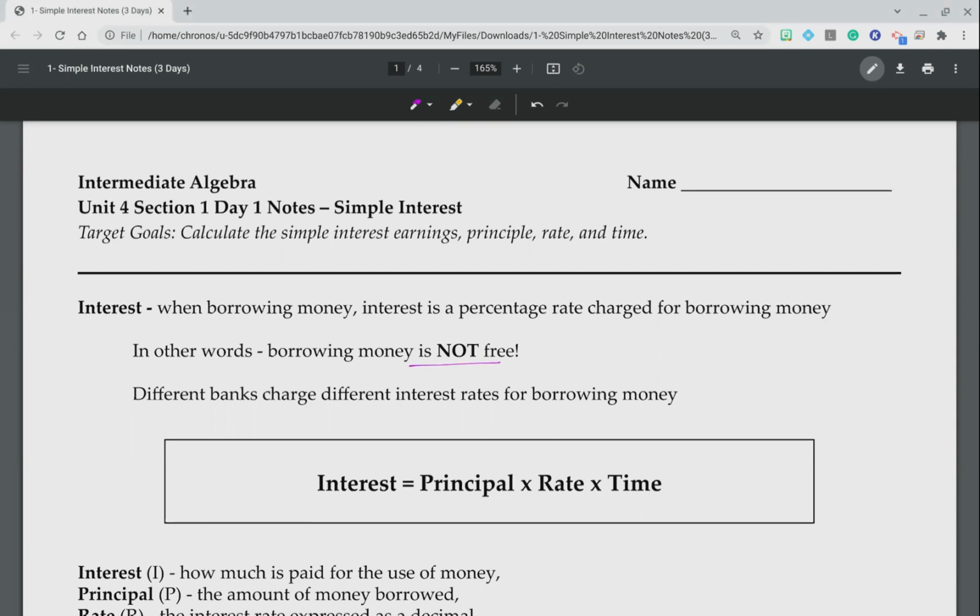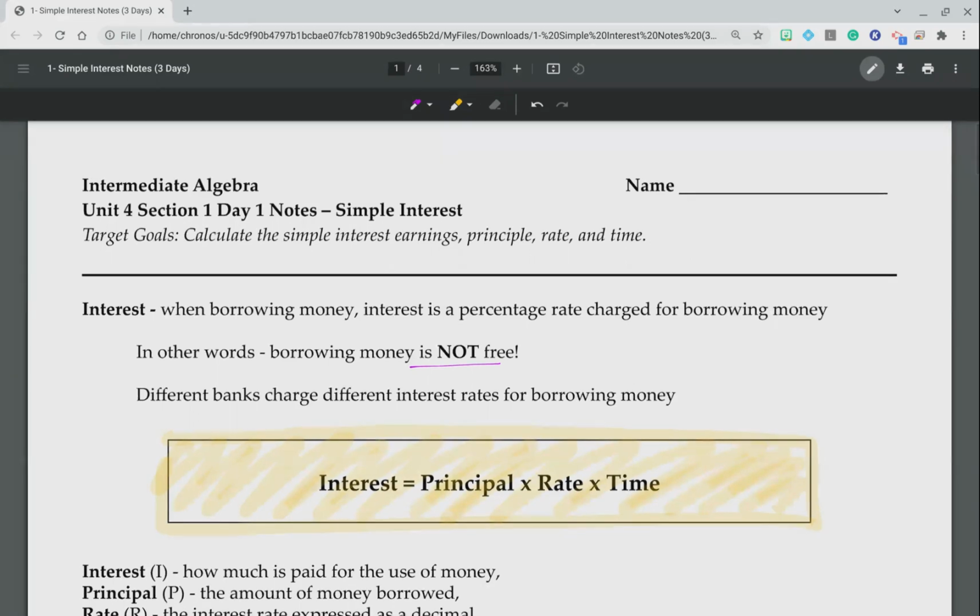Different banks are going to charge you different interest rates for borrowing the money. And the longer it takes you to pay back the money that you owe, ultimately, the more interest you're going to be paying. So here is our interest formula. And what do all those words mean?